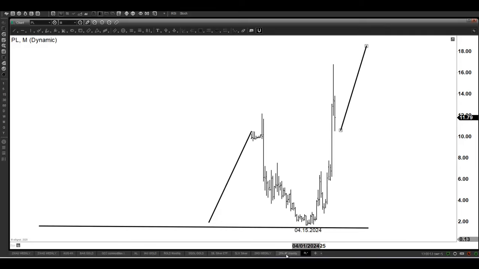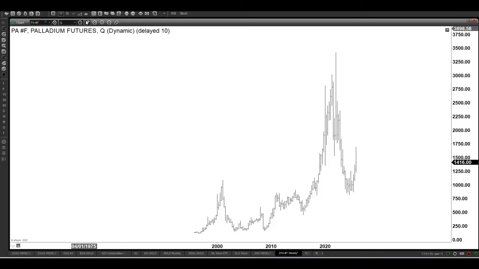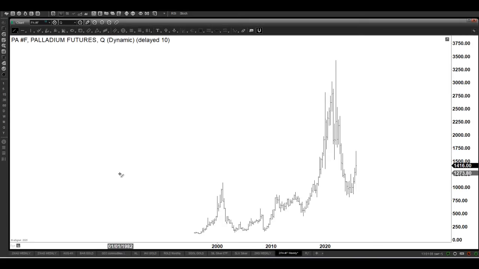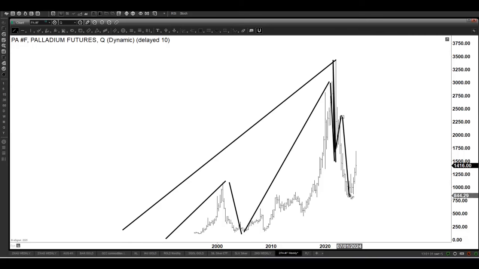This is palladium, another commodity. And then you have in palladium, this is the grand super cycle that ended in 2022. The grand super cycle has 1, 2, 3, 4, and 5. And from there, it did a 3-wave put back. Palladium should trade higher.